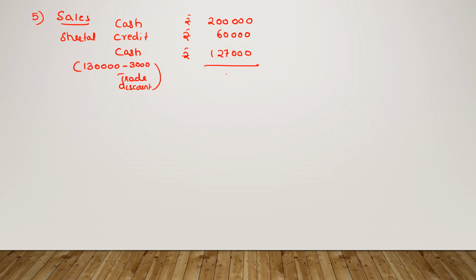So totally the sale was worth 3,87,000, and there was a sales return. The customer returned goods worth rupees 10,000. So when we write sales, in the inner column we will subtract the sales return and take the net sales of 3,77,000 in the outer column. So this is how we will be calculating sales.